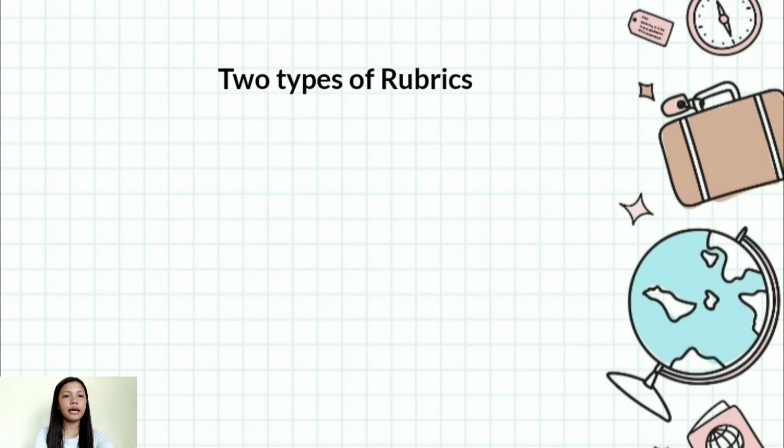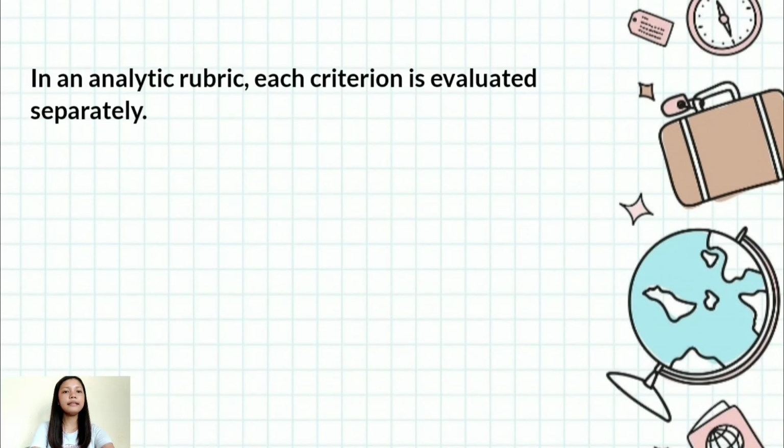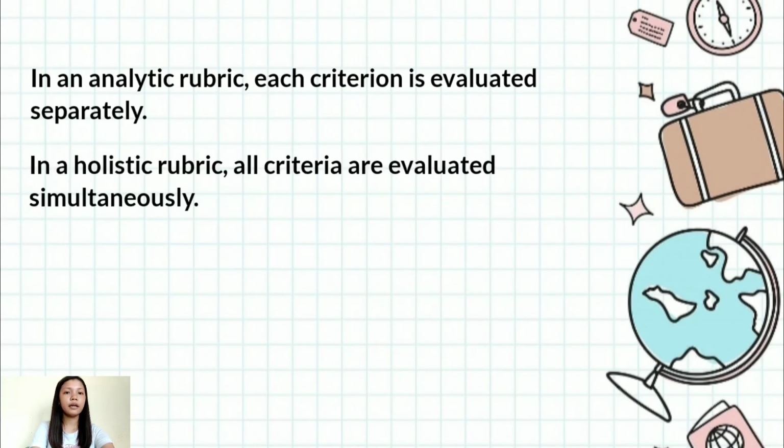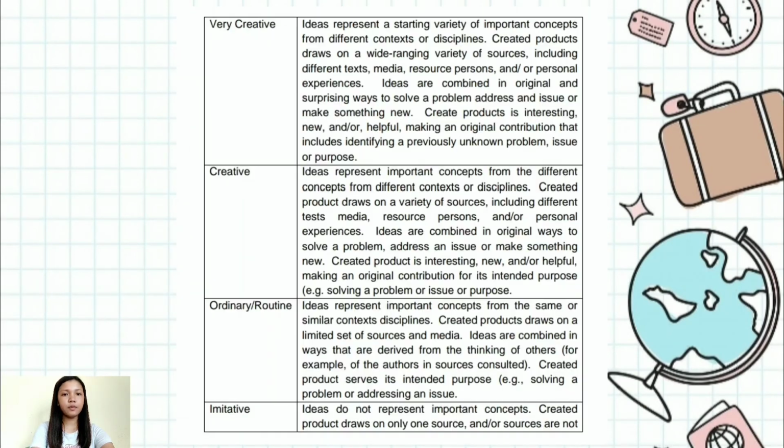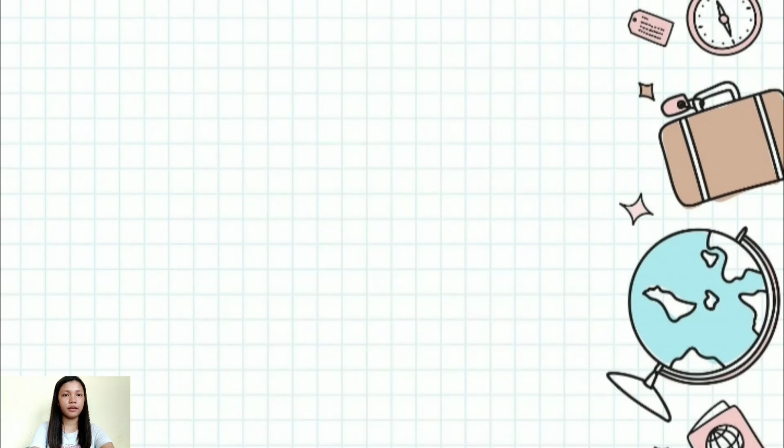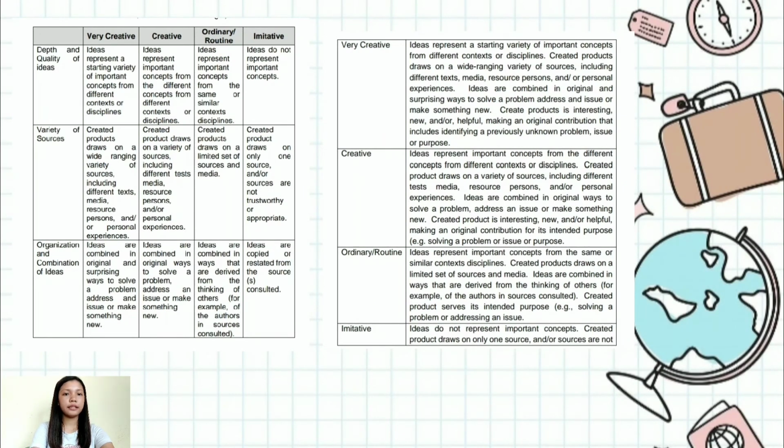Now let's move on to the two types of rubrics. First is analytic and second is holistic. In an analytic rubric, each criterion is evaluated separately. In a holistic rubric, all criteria are evaluated simultaneously. So this is an example of an analytic rubric for creativity. And this one is an example of a holistic rubric for creativity. And if you notice, in the holistic rubric, the rating scale was removed. In a holistic rubric, scoring is faster than with an analytic rubric. It is good for summative assessment.